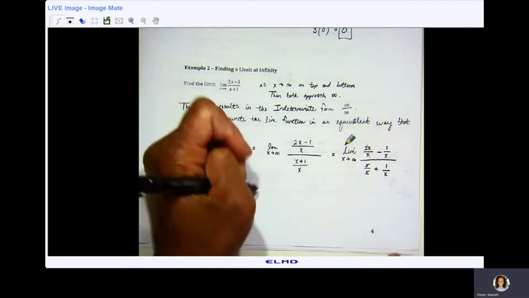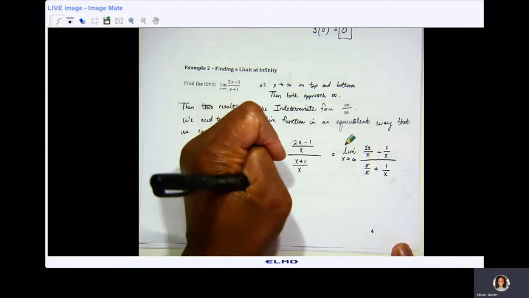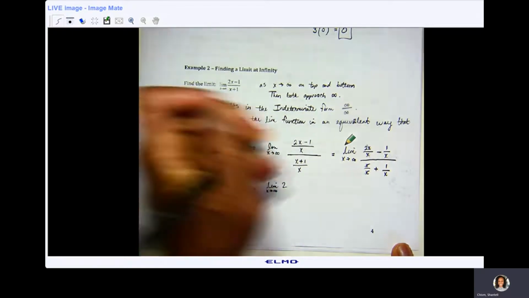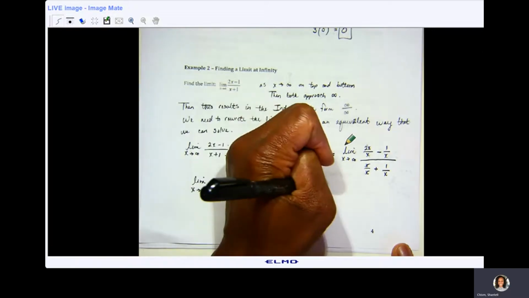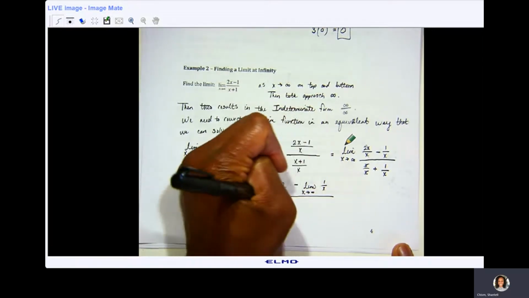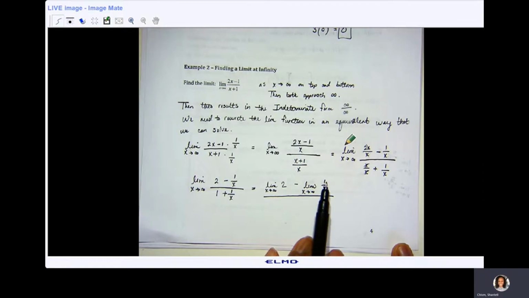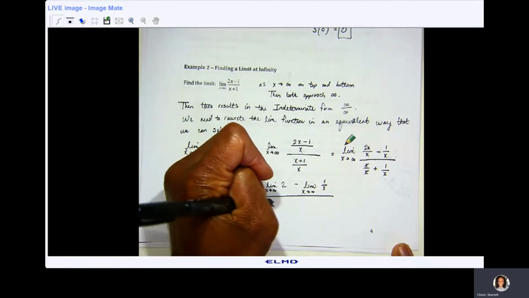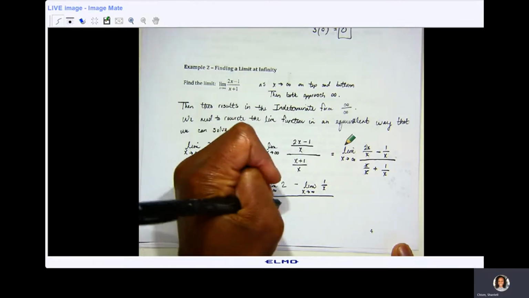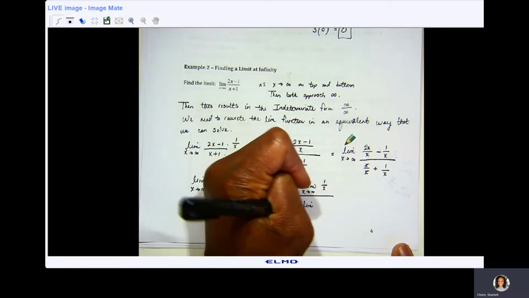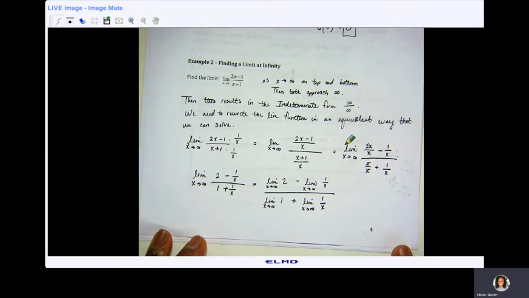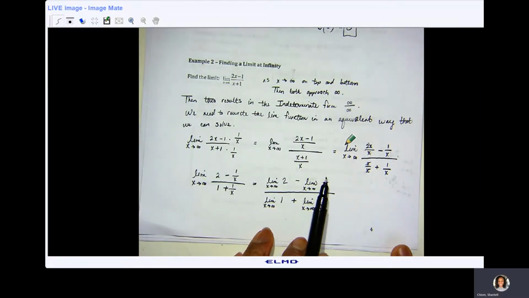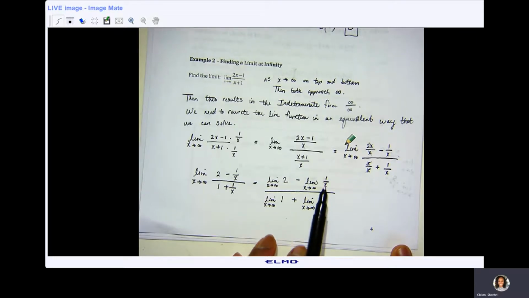So now I've got the limit of a constant minus the limit of 1 over x, over the limit of another constant plus the limit of 1 over x. Okay? So here, now that we've just got a constant up top, I don't have infinity up top anymore. Now I can actually evaluate this.